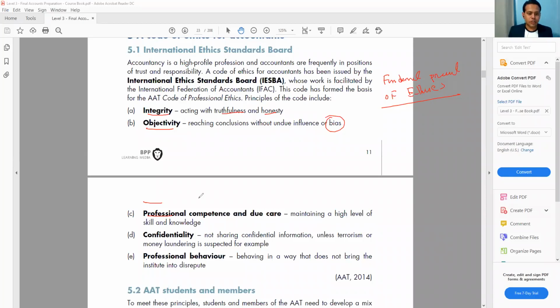Then we have professional competence and due care. You should have the expertise to carry out the work. For example, let's say you become an accountant and you don't know how to do payroll, and a client comes to you and says, I need some payroll service as well, and you say, okay, I can do that. But you don't have enough experience or expertise to carry out this work, and you don't want to lose the client. So you took the client, and obviously you're not going to give the best service. If that is the case, you don't do it.